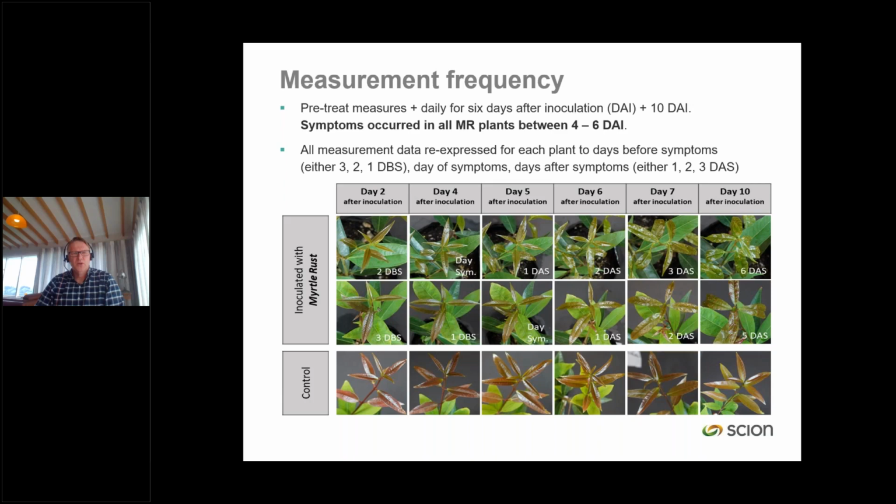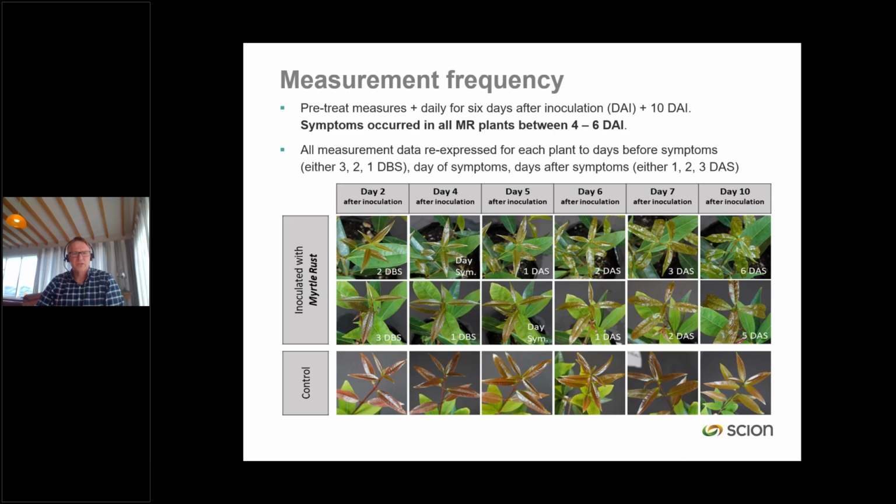So each measurement was expressed as being a number of days before symptoms, either 3, 2, or 1 days before symptoms, or DBS, the day of symptoms, or the day after symptoms, either 1, 2, or 3 days after symptoms. And you can see this from the slide.